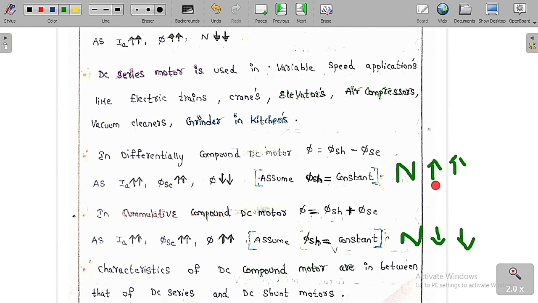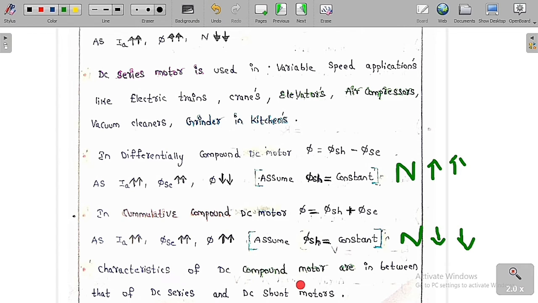Whereas the differentially compound DC motor, its graph is going to lie above. I am talking about the speed and the load, or we can say N and IA, or speed and torque. You can go for anything, because torque is directly proportional to IA. So therefore both the graphs are the same. So therefore the speed will increase here and the speed will decrease here.